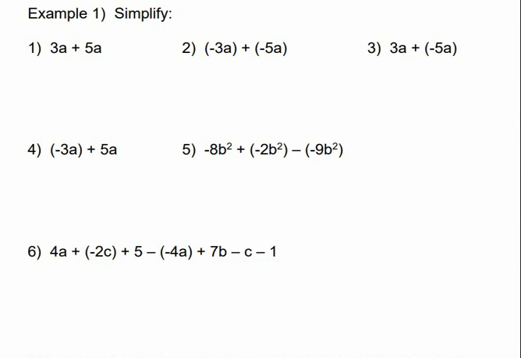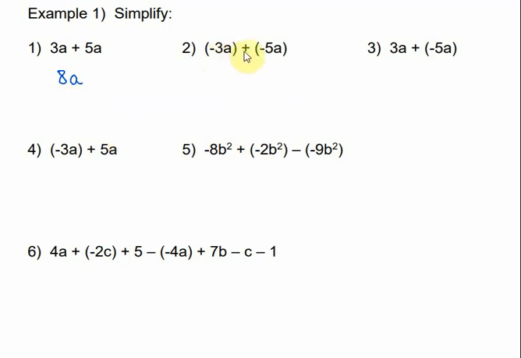Number 1, 3a plus 5a. When we have like terms, all we do is we add the numbers in front and then the variable stays the same. So we know that 3 plus 5 is 8. And then we put the a back on the end. We're just adding the numbers in front. It's like if we were to say we have 3 apples and we have 5 apples. We put them together, then we have 8 apples.